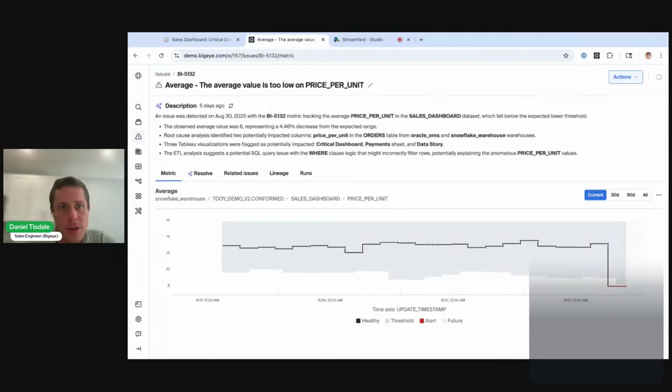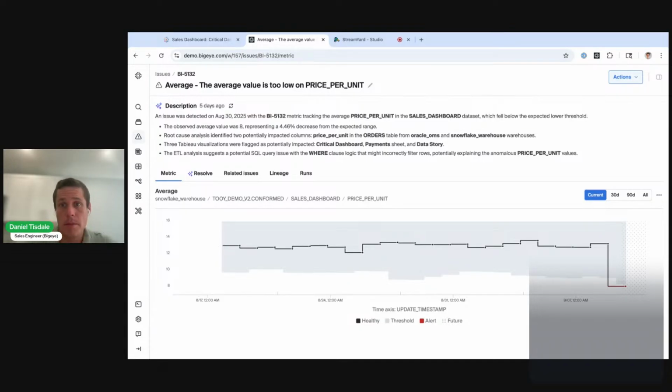on all of the information that we have around this specific issue. It tells me the metric and the column that it's on, and what specific data set. It's telling me that the value was a 4% decrease from the expected range. I'm also able to see the potential root cause of that specific issue. As discussed earlier, this is actually occurring further upstream in the Oracle database, same column. And then we can see the downstream impact, or the blast radius, of this.